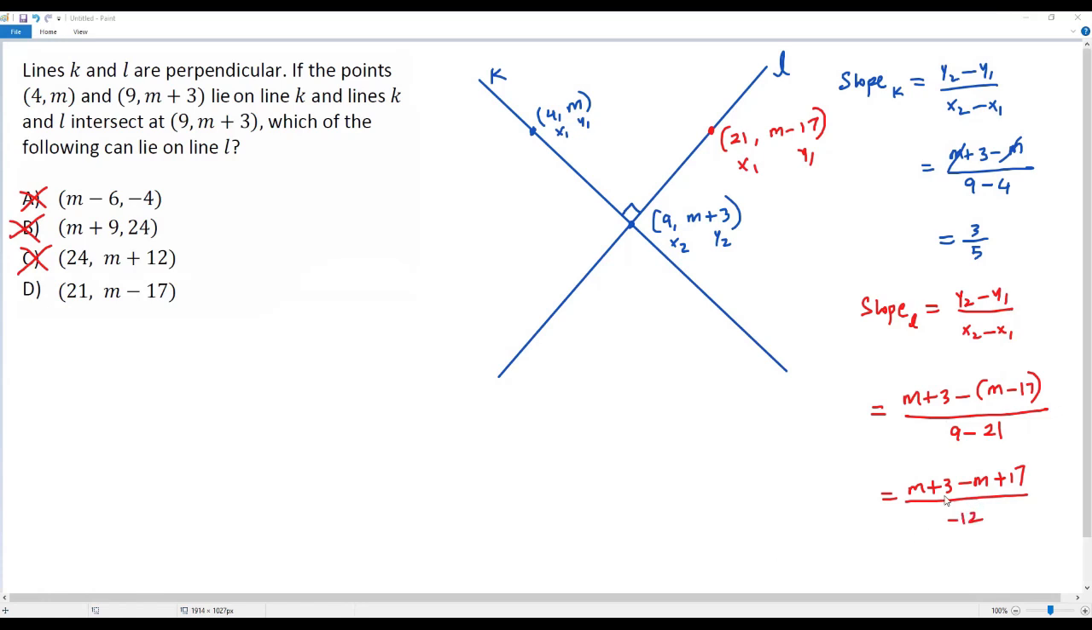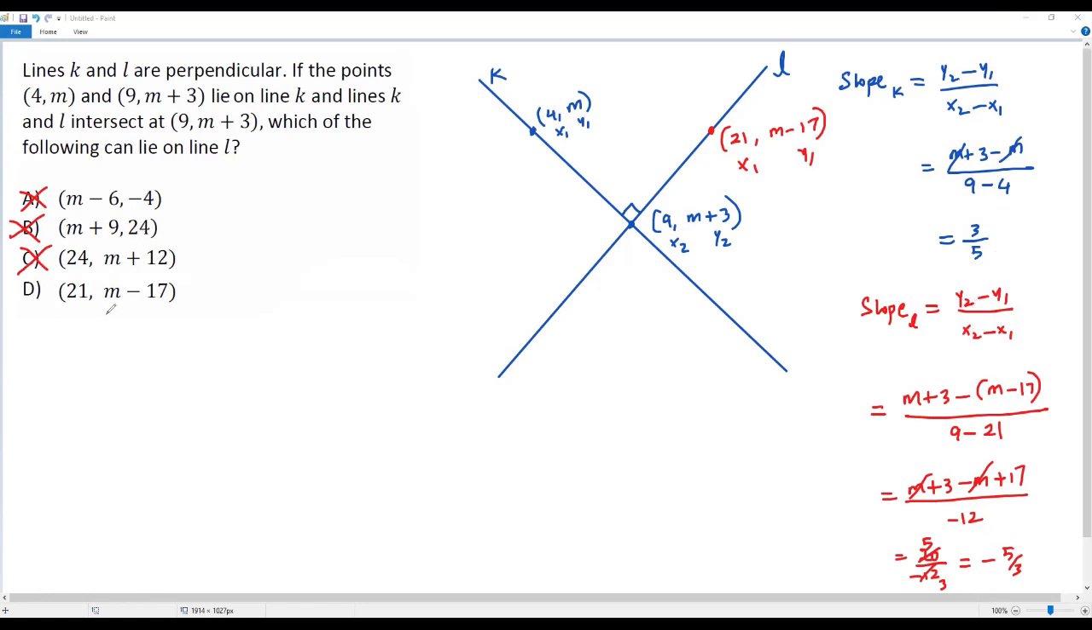Let me simplify this. Positive and negative will cancel out. When I combine positive 3 and positive 17, I'm getting positive 20 divided by negative 12. And 4 goes into 20 5 times, 4 goes into 12 3 times. I'm getting negative 5 over 3. Here I got the slope with the negative sign. And also here we get a fraction which is the reciprocal of 3 over 5.